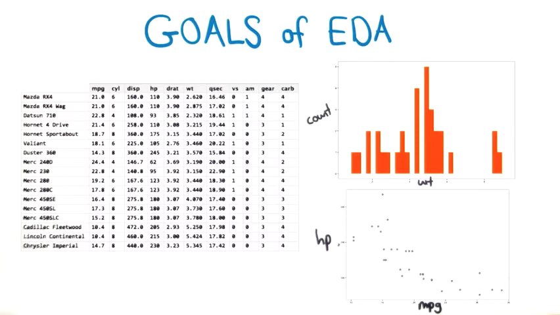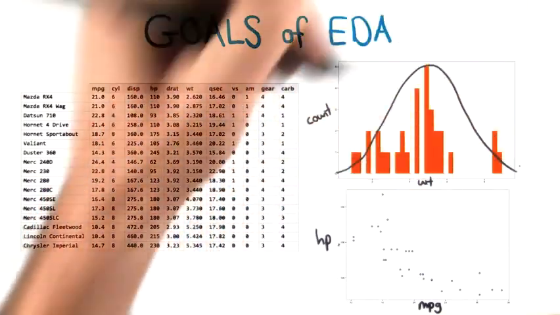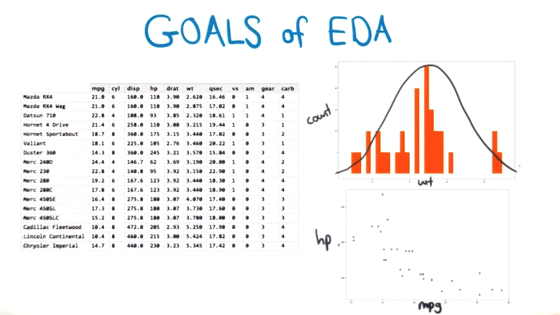Our second goal is to assess and validate assumptions on which future inferences will be based. So we might ask questions like, which variables are normally distributed? Or we might be wondering whether or not a variable is biased towards a particular value. Now, this might not be the case for our cars dataset, but certainly in other cases, like with social behavior or users interacting on the web, you might find that.